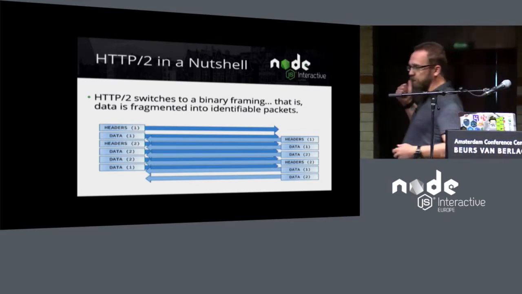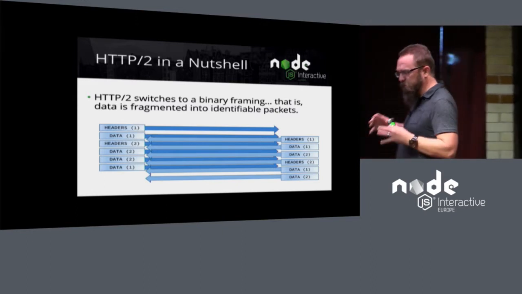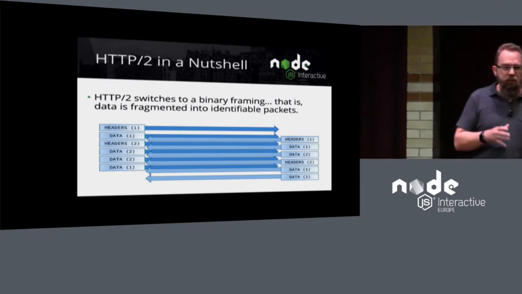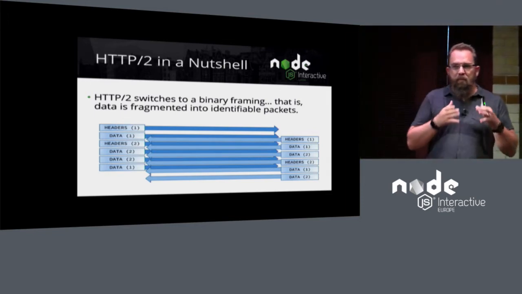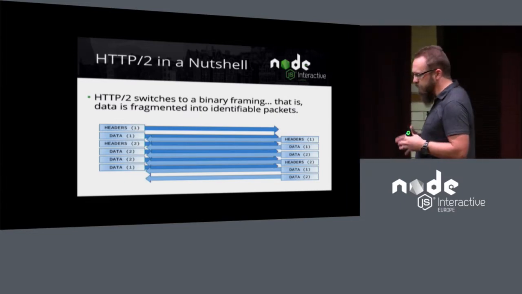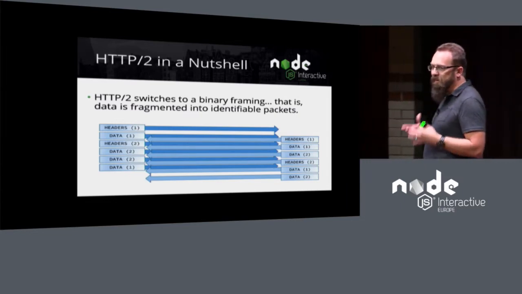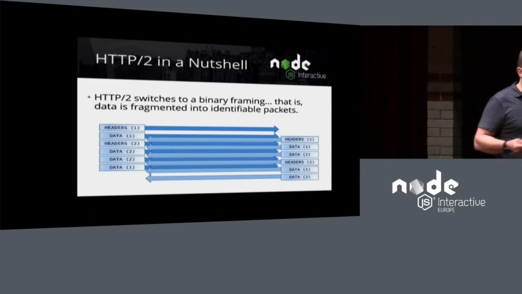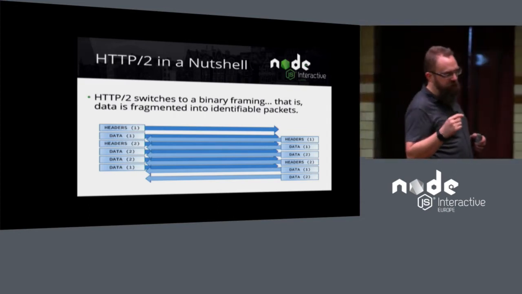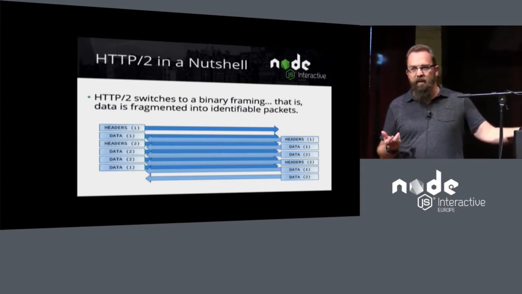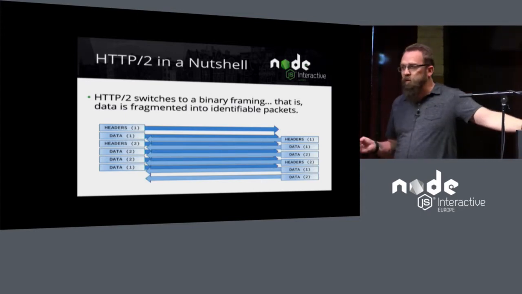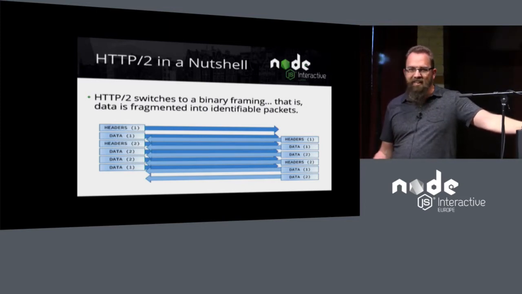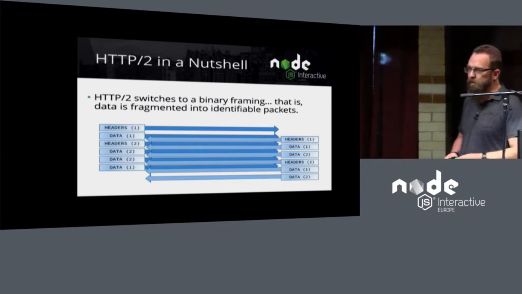H2 switches to binary framing. This is the primary difference with H2 compared to H1. Rather than sending a bunch of text messages that are line delimited, they are binary packets where your data is split up into individual frames. What this basically allows you to do is multiplex multiple requests and responses over a single connection, where the data can be broken up into discrete packets and sent. There's no sequencing of the frames. But you can send multiple requests and multiple responses at the same time, right? And that is the number one difference with H2.